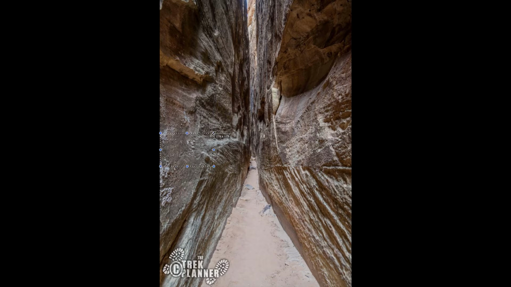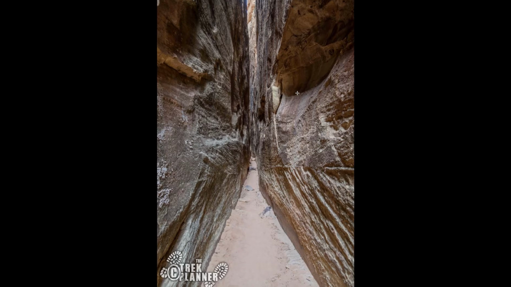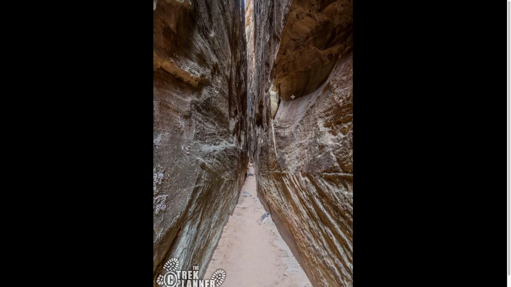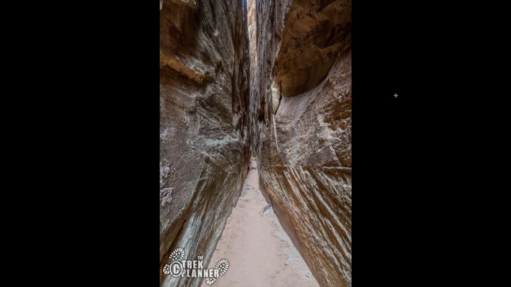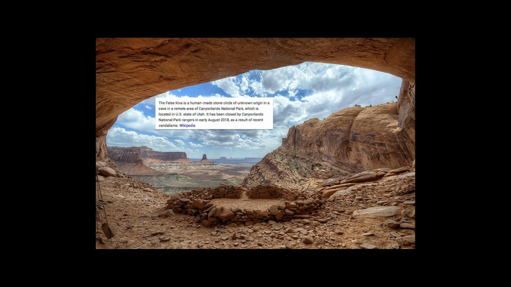So that allegedly explains some of these abrupt seams, like that and like that. I would just say there's a chance that it's just phony or artificial somehow. Okay. Oh, I guess this is also in Canyonlands National Park. This is called the False Kiva. It's of unknown origin, and it's in Utah, and it's a stone circle.